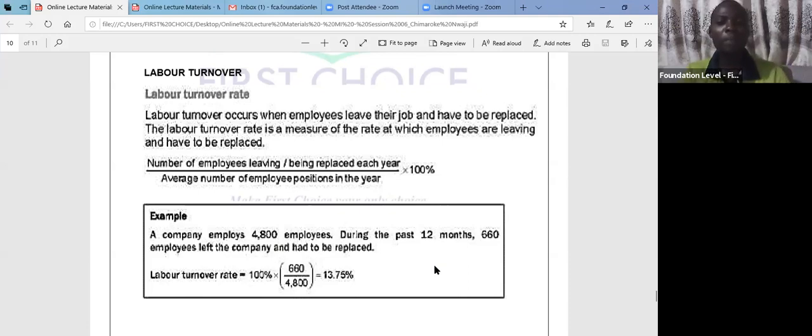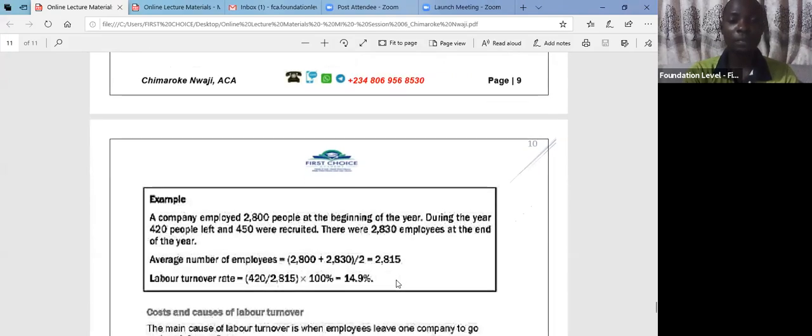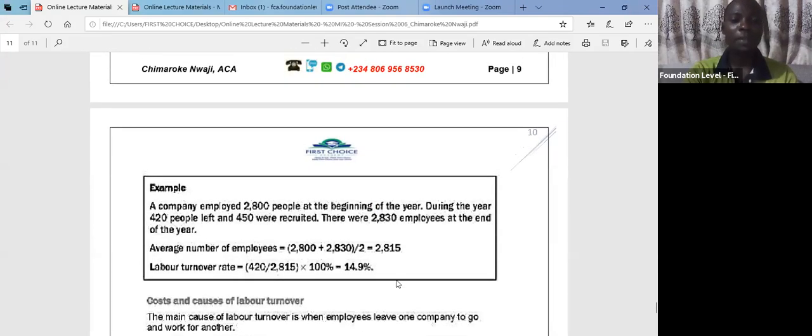So a company employs 4,800 employees. During the past 12 months, 660 employees left and had to be replaced. So the labor turnover rate is 660 divided by 4,800 multiplied by 100, which gives you 13.75%. That is the labor turnover rate. And the same thing applies here too.